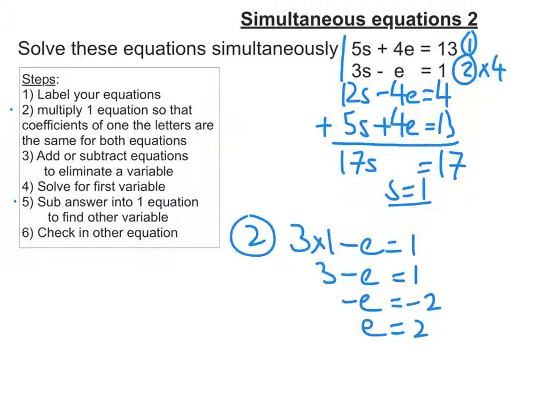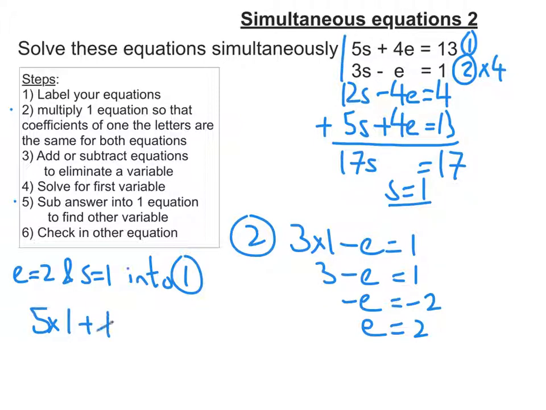Now let's check that they are correct, so let's put e equals 2 and s equals 1 into the equation I haven't used, and that's equation 1. So it's going to be 5s, so 5 times 1 plus 4e, so 4 times 2. It's going to be 5 plus 8, so that is 13, which is what I was looking for. So lastly, just write out my answer, so I know that e equals 2 and s equals 1.